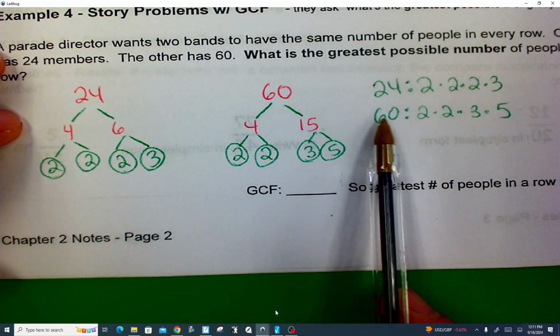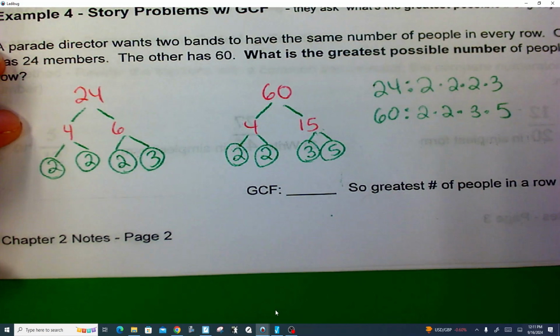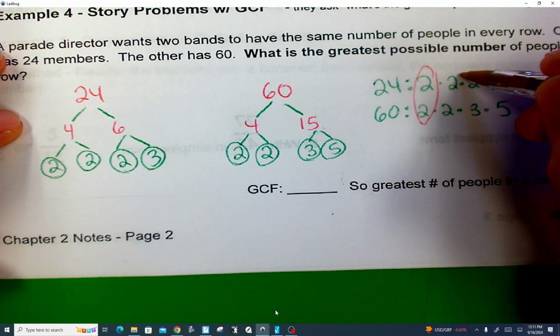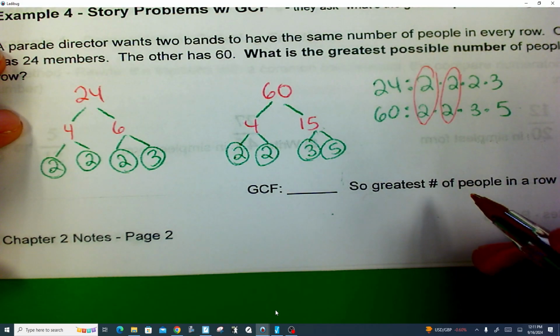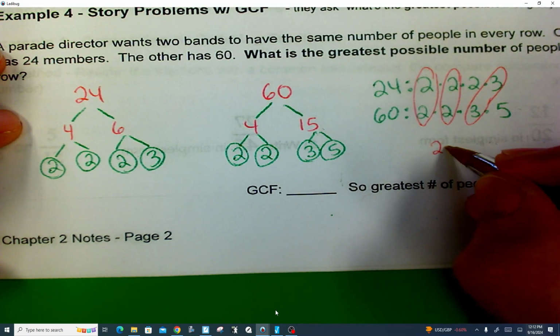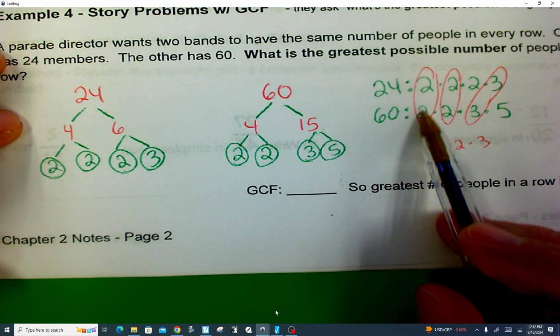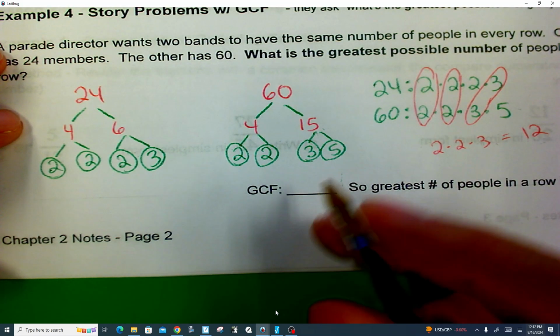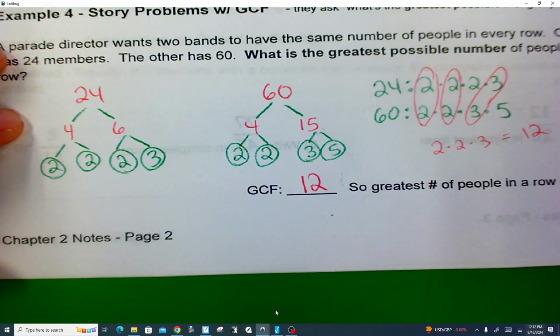How do I find the GCF after I have my prime factorizations? We look for what? The common ones like this, correct? 2 and 2. What else? The 3. And so what is 2 times 2 times 3? With 2, 2, and 3, what do we get? 12. So your GCF is 12.